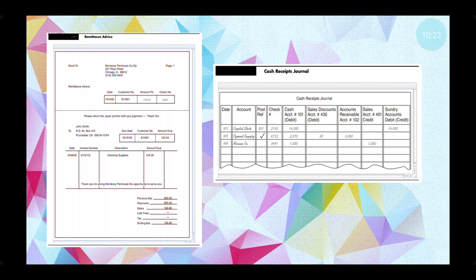Ito yung sample ng remittance advice. It contains payment dates, accounts paid, account number, pinaka-importante sa lahat para mabilis na ma-identify yung customer. Yung sa kabila is yung sample cash receipt journal, whereas yung mga check received is in separate line.